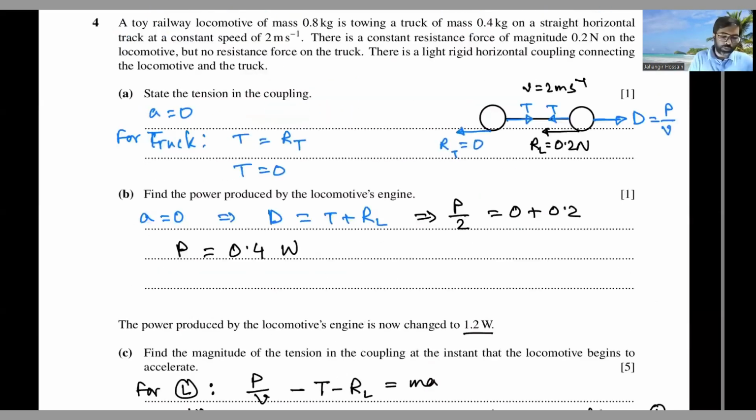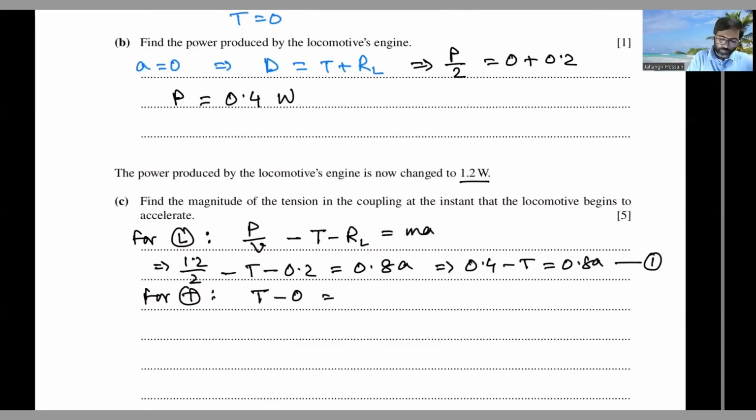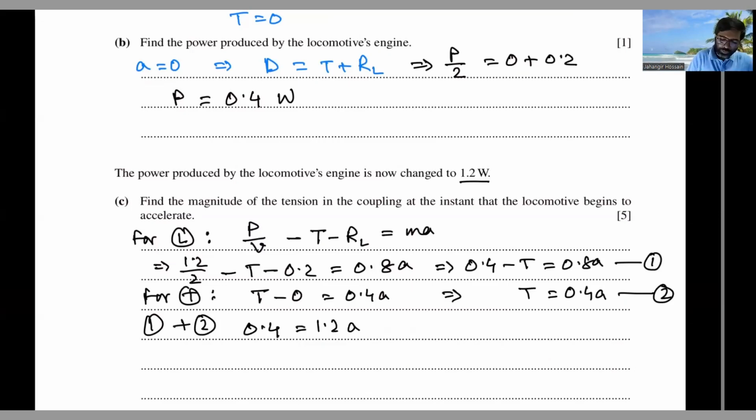And the mass of the truck is 0.4, so T equal to 0.4 A. That's equation 2. Now add these equations. We have the acceleration: 0.4 equal to 1.2 A. So A is 1 by 3 meter per second square.